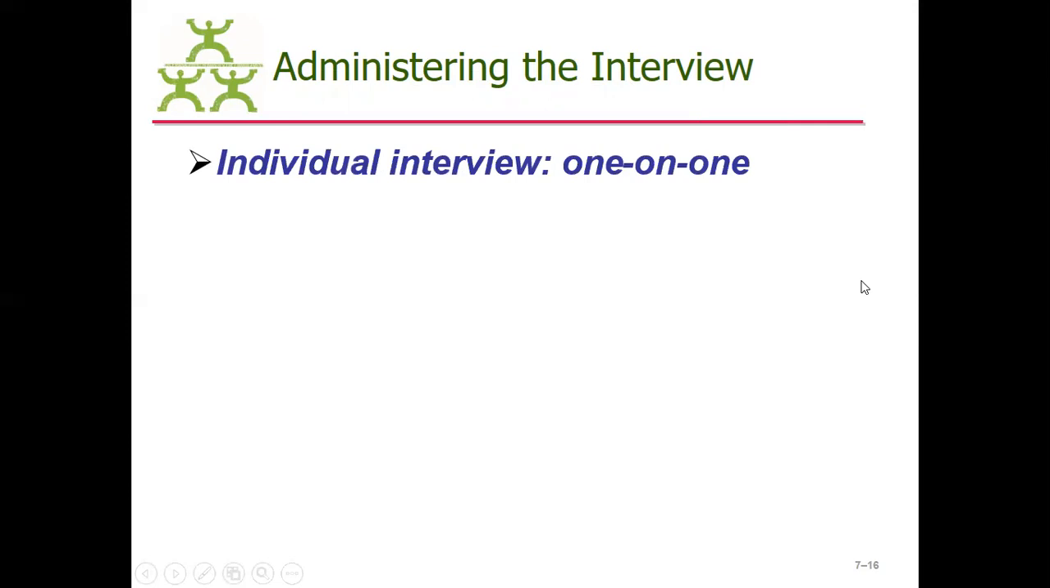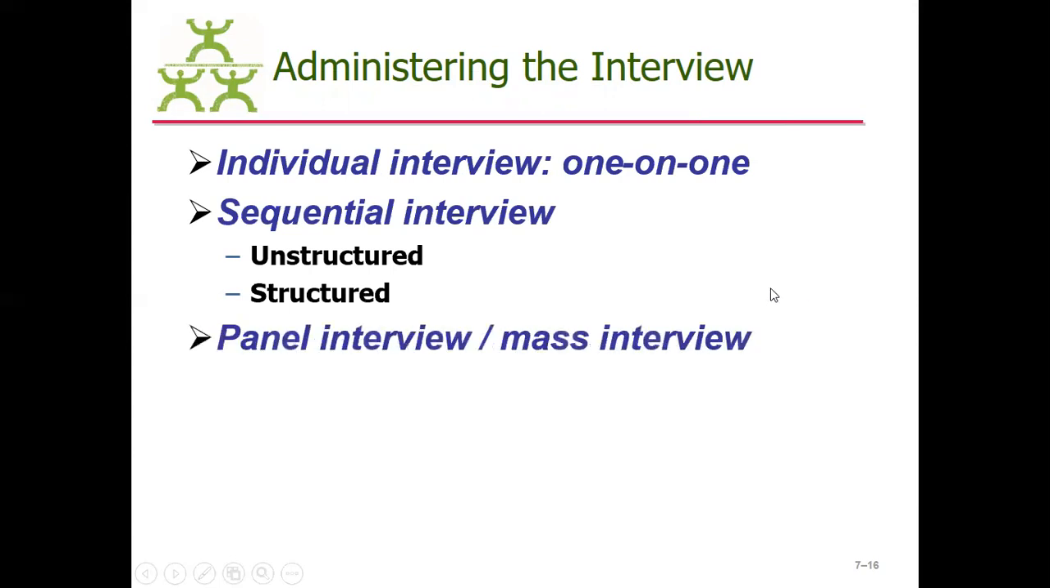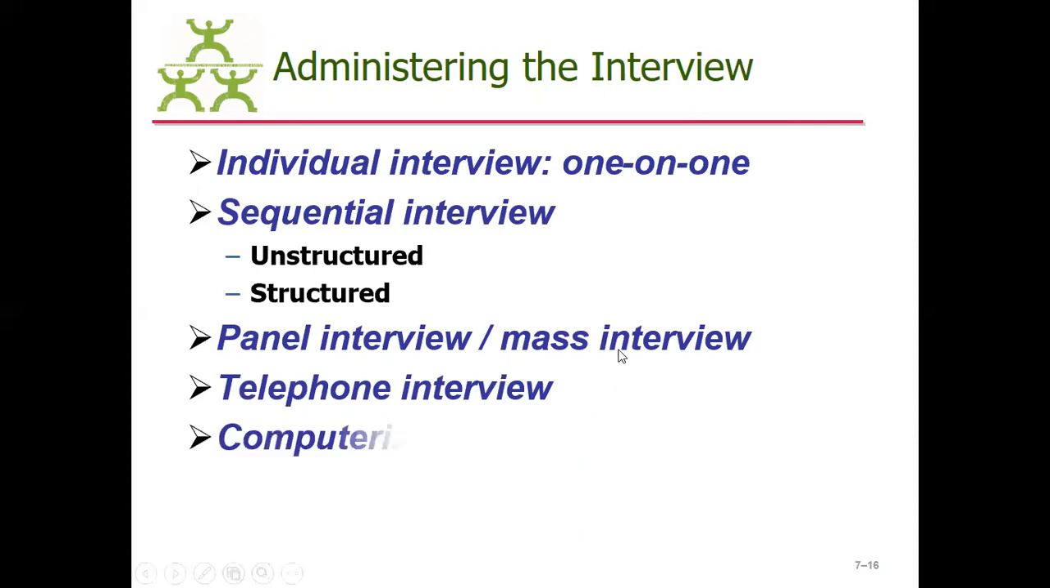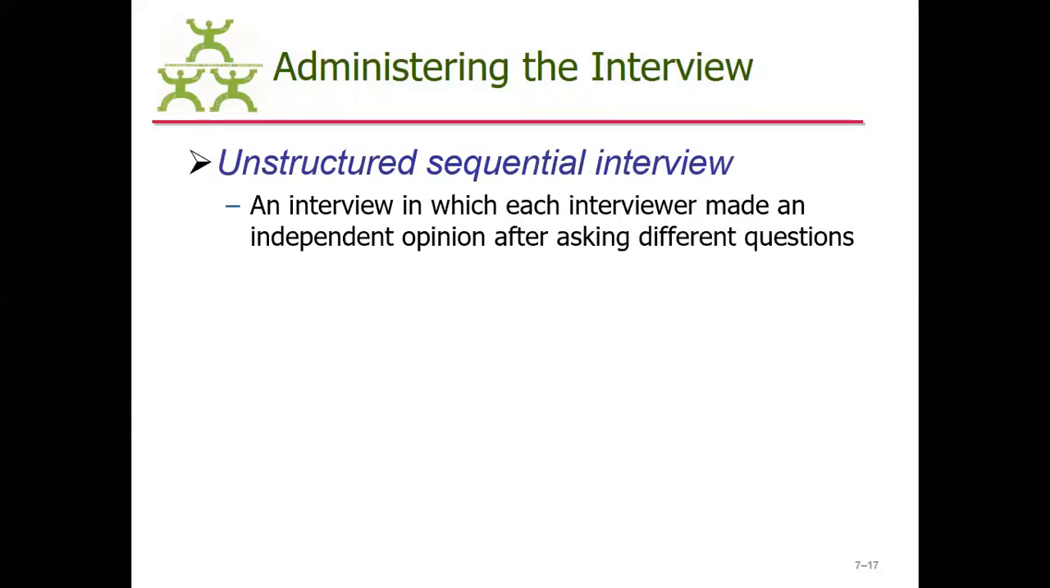The first one is the individual interview, which is a one-on-one interview. The second one is the sequential interview, that is like the unstructured interview and the structured interview. The third one is the panel interview or mass interview. In a panel interview, we can have a group of interviewers. Then the telephonic interview, the computerized interview. We can also have a video or online interview on Skype or Zoom or Microsoft Teams. So let's discuss the unstructured sequential interview.